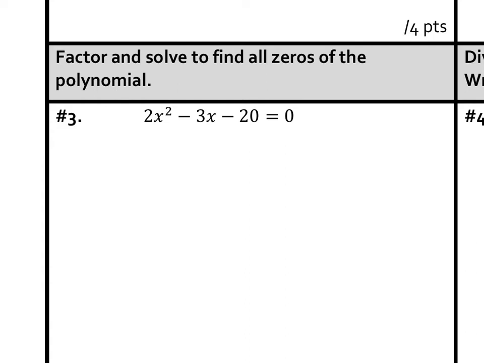The left side is a trinomial. There's an x squared, but the number in front is a 2. So this is not going to be a shortcut method. We need to do the whole split the middle.